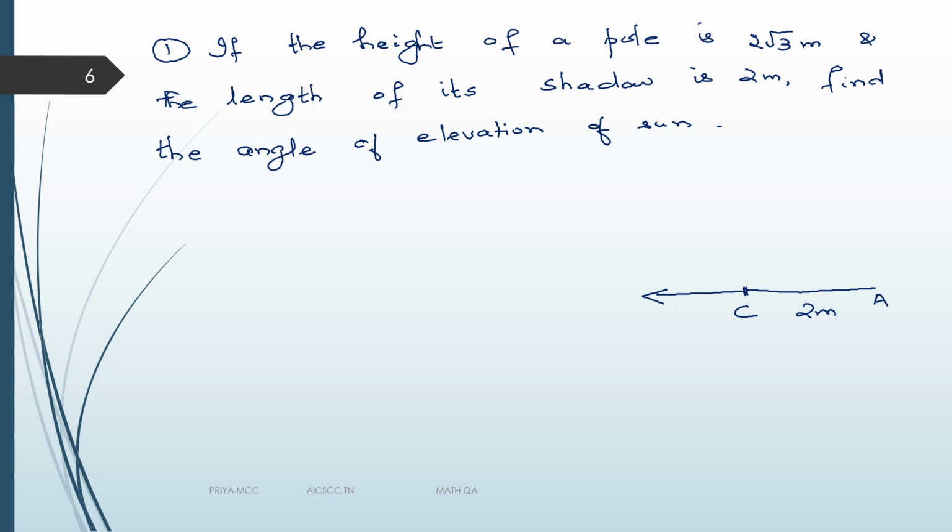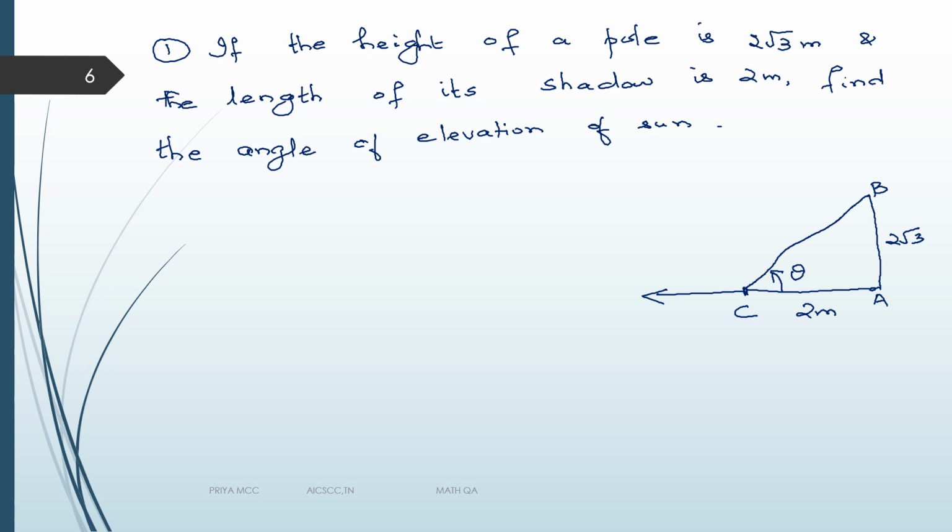Now the pole is of some height, so let me call it AB. So this is the height of the pole. What is given to you? 2 root 3. Now we want to know what is the angle of elevation. So the sun is the one casting the shadow. So this angle is my angle in question, right? So I want to find theta. Now what is the data given to you? Opposite side is given, adjacent side is given.